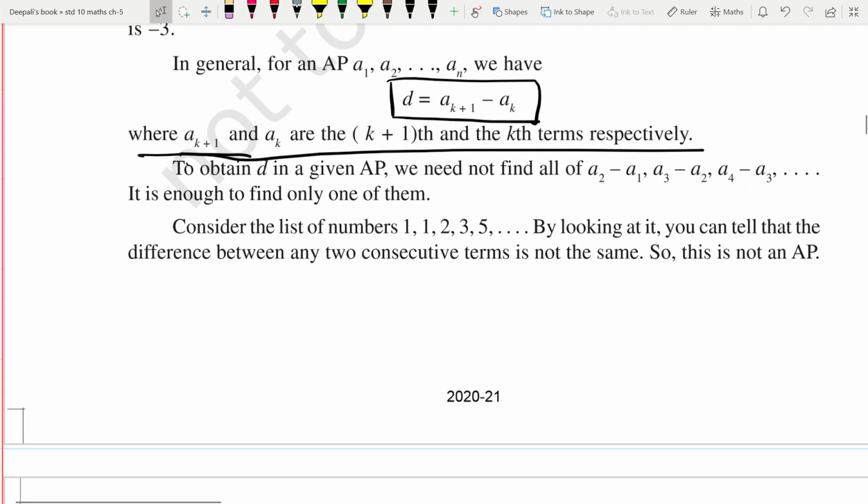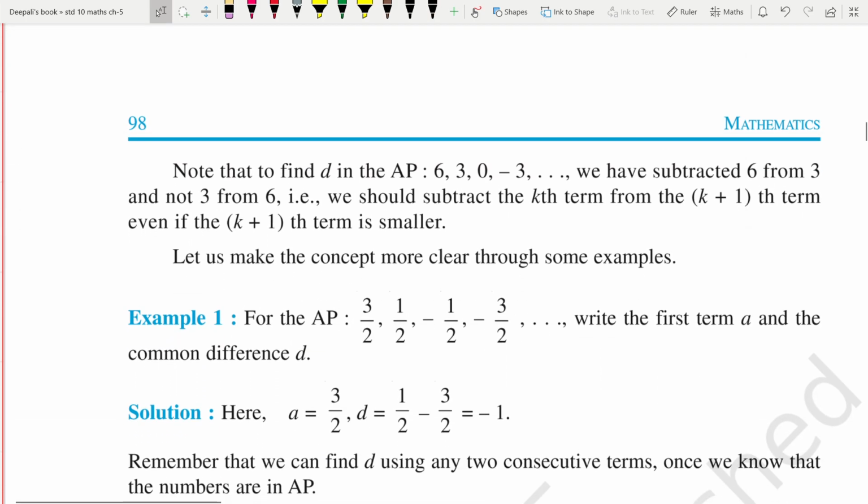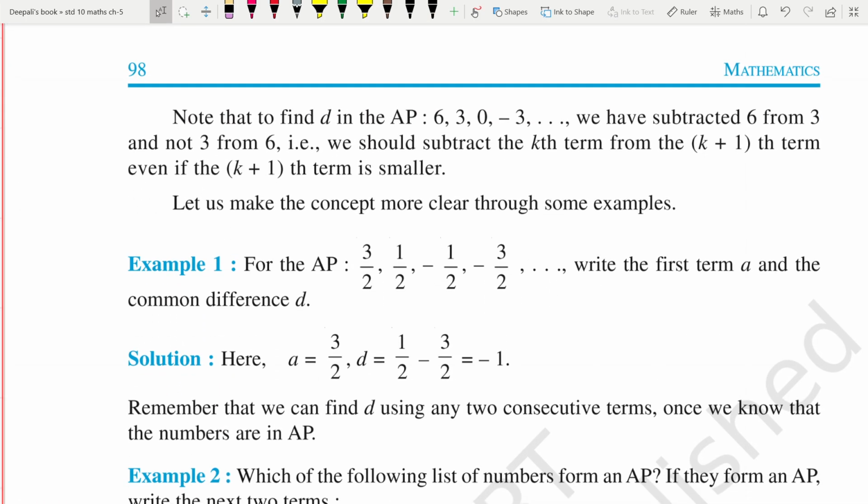Consider the list of numbers 1, 1, 2, 3, 5. By looking at it, you can tell that the difference between any two consecutive terms is not the same, and so it is not an AP. Note that to find D in the AP 6, 3, 0, minus 3, we have to subtract 6 from 3 and not 3 from 6. The order of the terms is very important. We should subtract the kth term from the (k+1)th term even if the (k+1)th term is smaller.